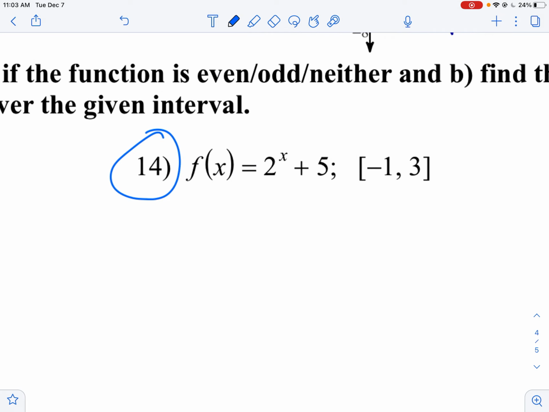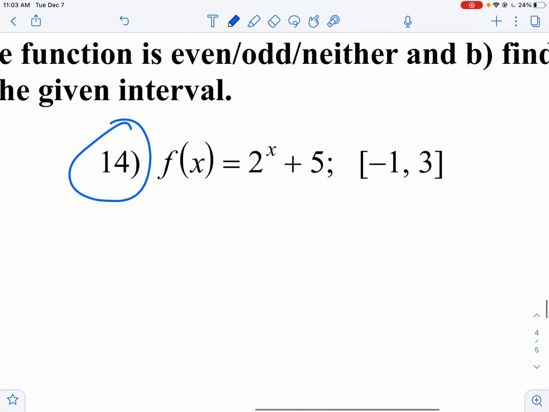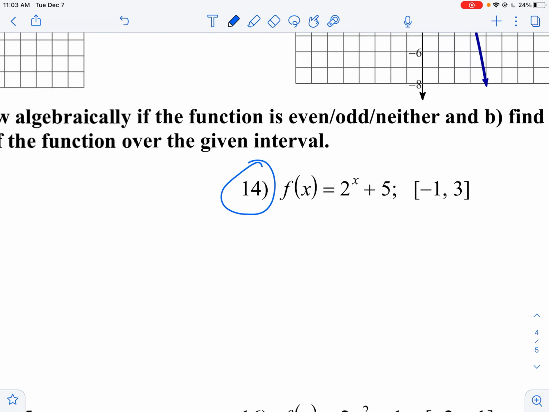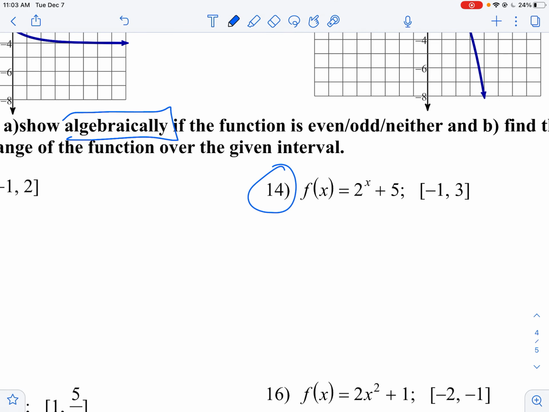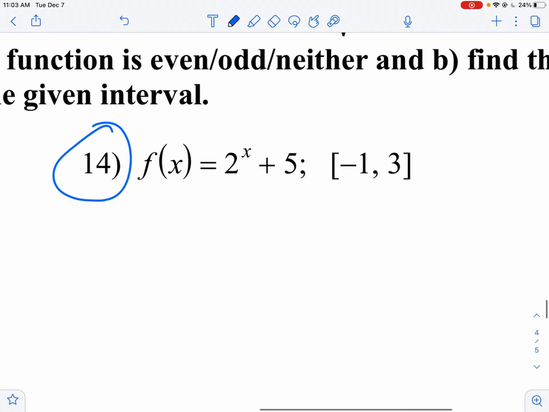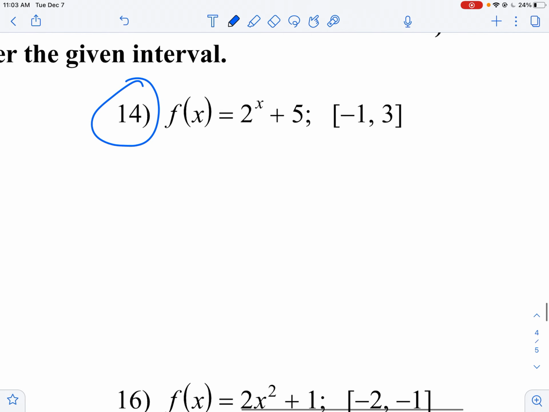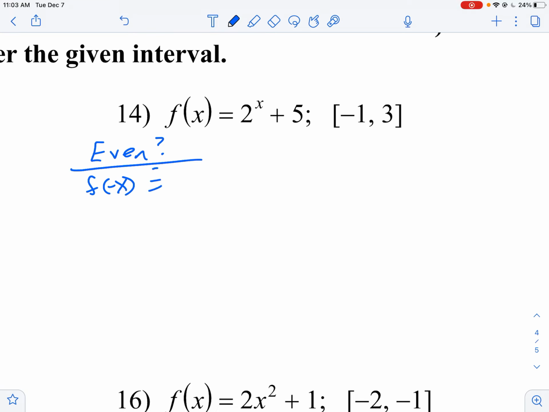But the big last thing you need to be able to do is determine if a function is even or odd algebraically. Algebraically means using symbols and variables and stuff like that. So we're going to use number 14 as an example. We are first going to test whether it is even. To test if it's even, you need to figure out if f of -x is the same as f of x. Well, f of x is just the starting function, so I'm going to put that on my right side, which is 2 to the x power plus 5.